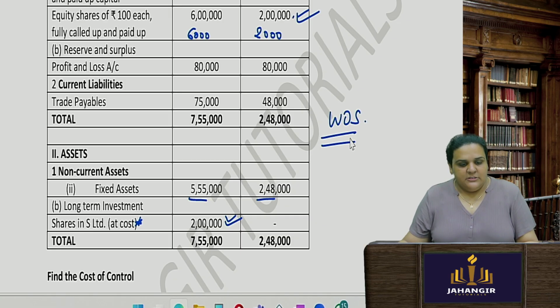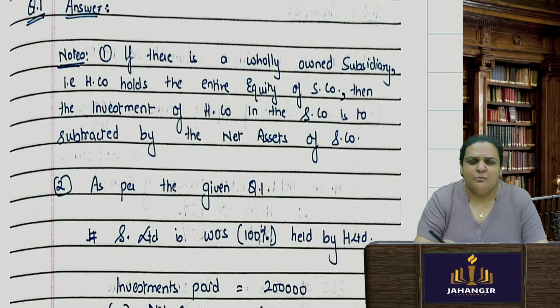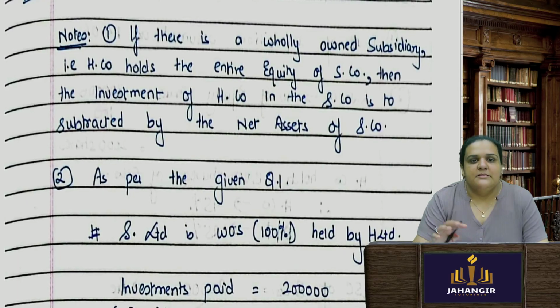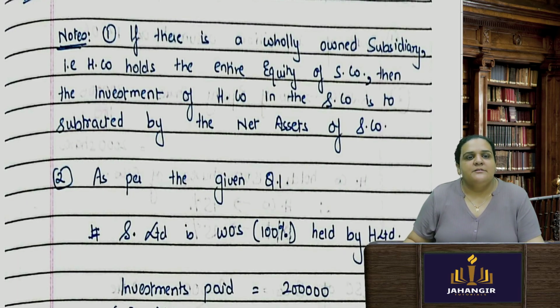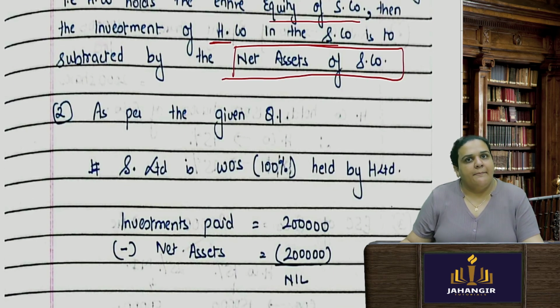Now how to find the cost of control for this? It's very easy. In fact, it is simpler than any other sums. If there is a wholly owned subsidiary, that is, the holding company is holding the entire equity share capital of the subsidiary, then the investment of the holding company in the subsidiary is compared with the net assets of the subsidiary company. So if you want to find cost of control, whether it is goodwill or capital reserve, you first find the total net assets of the subsidiary company.